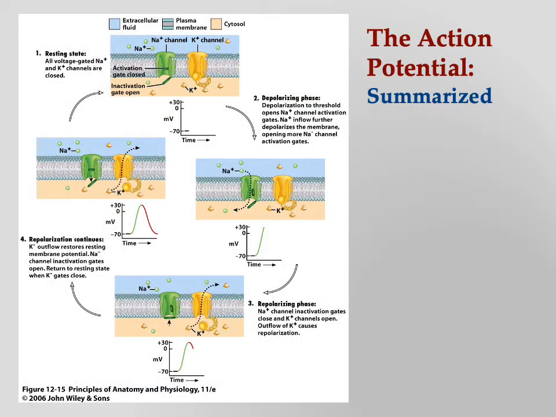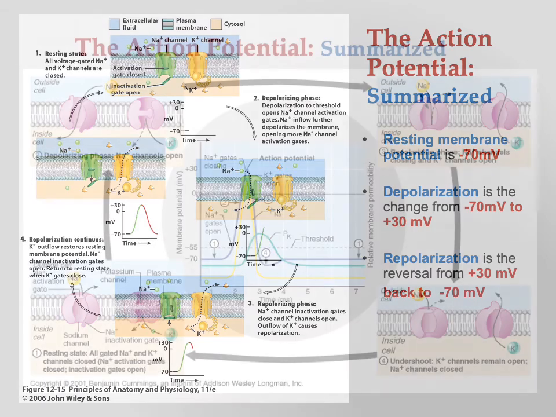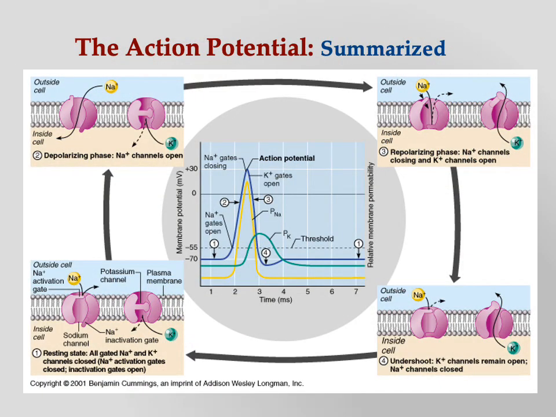So here you go, all in one big picture. Resting membrane potential, -70, depolarization, -70 to +30, repolarized, +30 back to -70, too negative actually. So here's just another picture that shows that. Use different pictures, work through, follow through the graph and the pictures at the same time. That's a good way to do it.